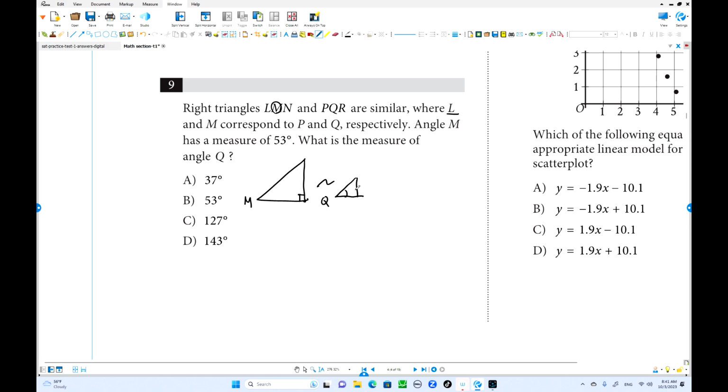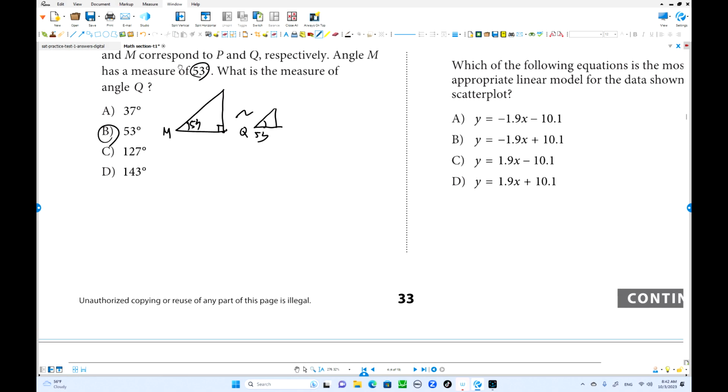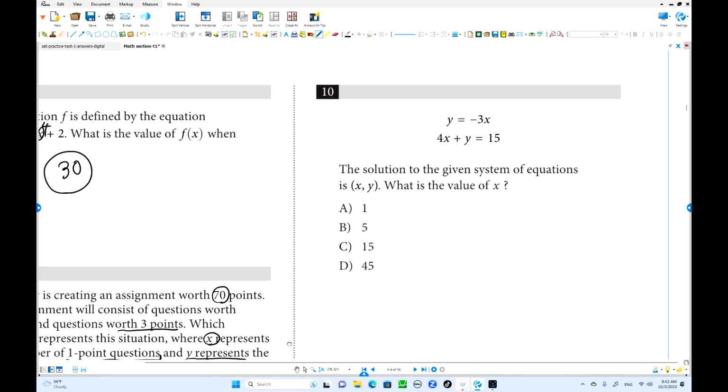Those are similar. The corresponding angles don't change, they're always equal. Only the lengths of the corresponding sides are in proportion. They change the length of the sides, not the angles. Still, the angle should equal 53 and 53. That's the similar. Here is number 10.